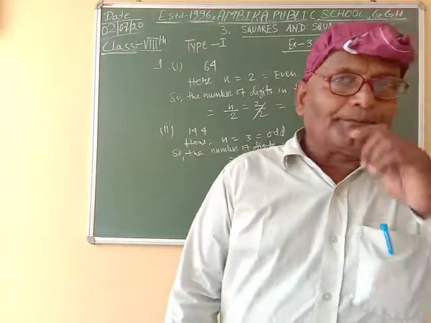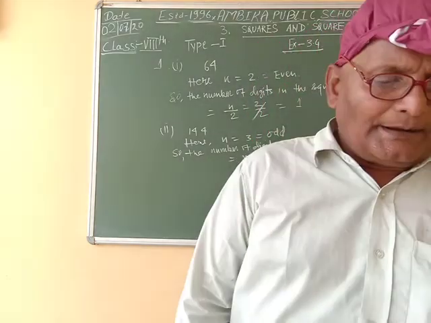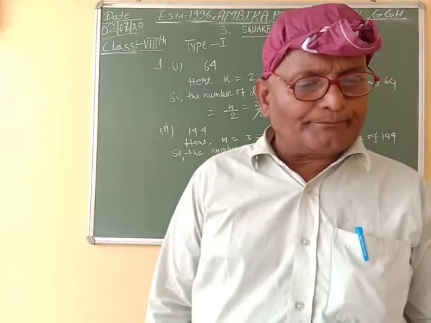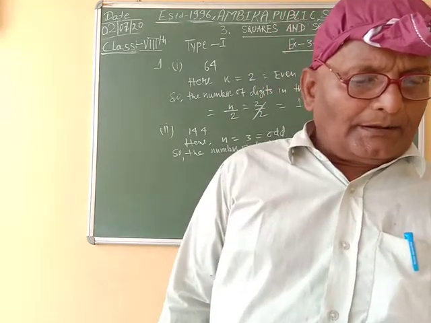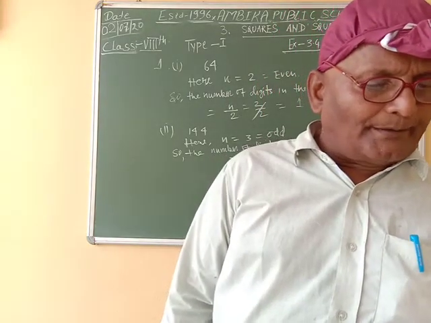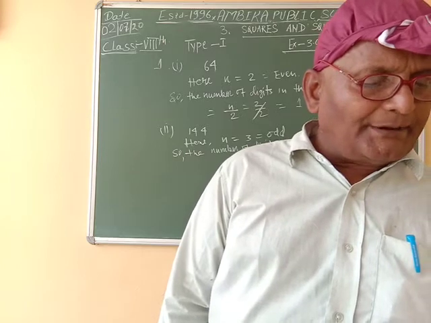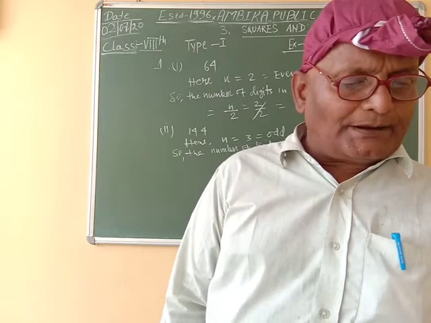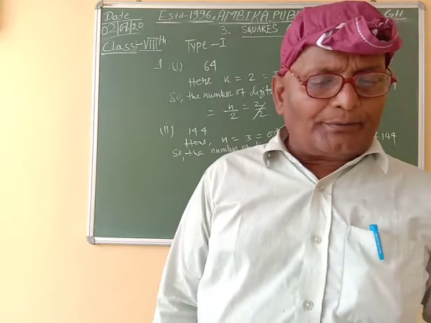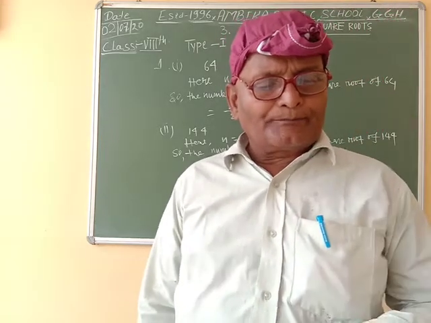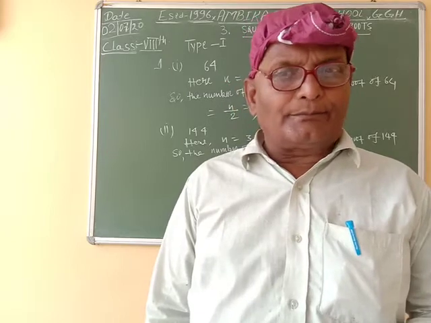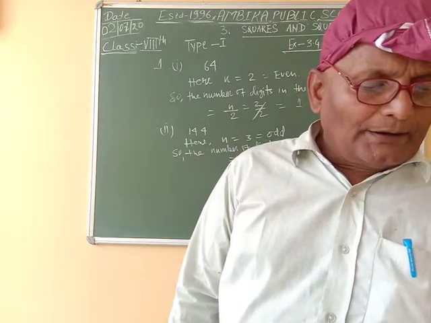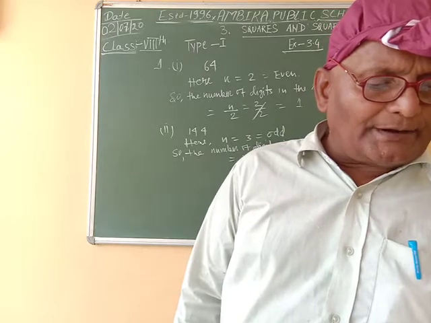So, in this way, you can find the number of digits in the square root of the given perfect square number. Fill up the blanks. B number question. Number of digits in the square root of this number is dash, and the number of digits in the square root of the given number is that. Similarly, you can find here in B number question.